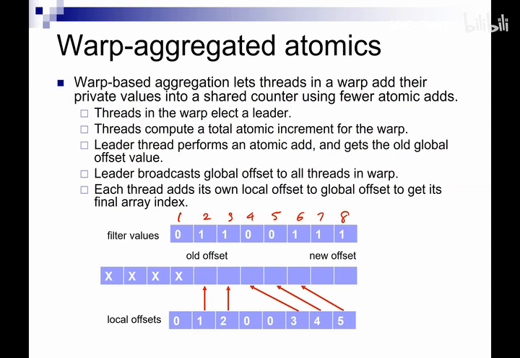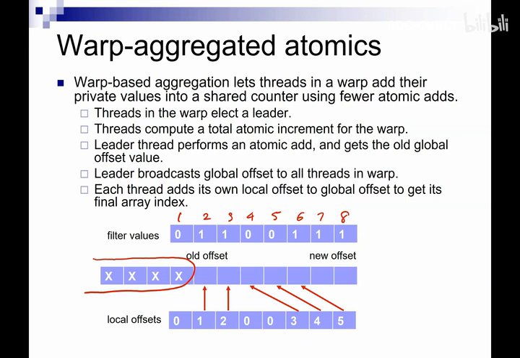The way we're going to do this is that all of these threads, 1 through 8, are in a warp. So the first thing we need to do is figure out how many old positive values have been found. Here there are 4 old positive values. We only need 1 thread to do this, so the warp is going to elect a leader thread, and the leader thread is going to go find out how many old positive values there are.